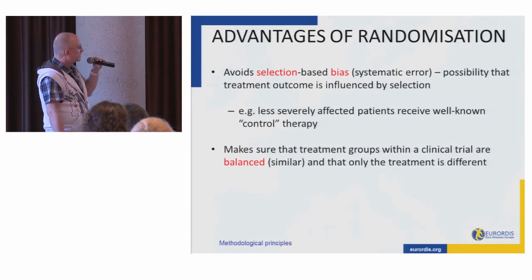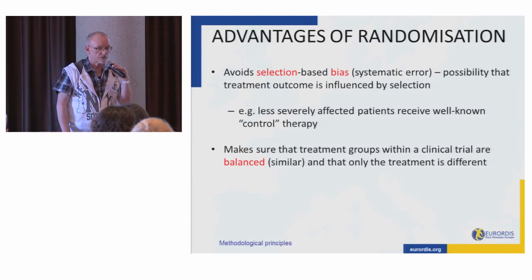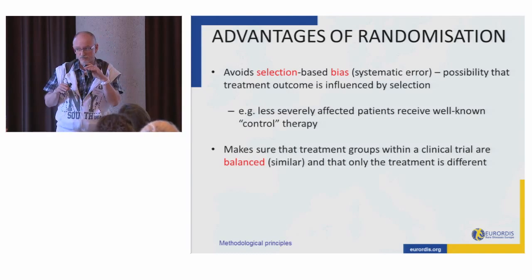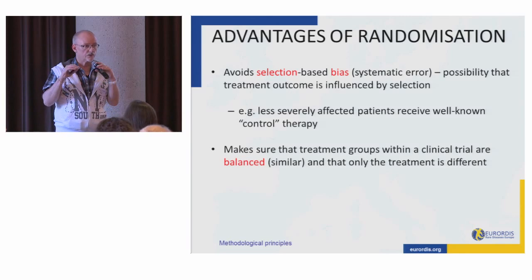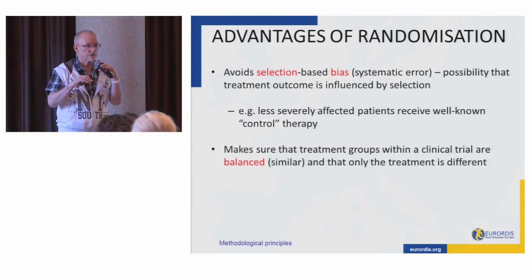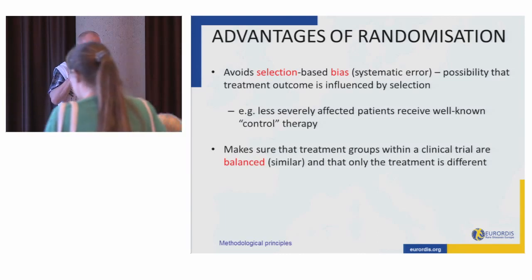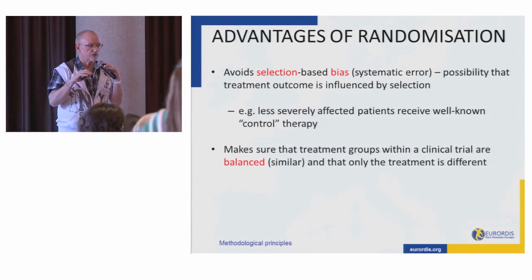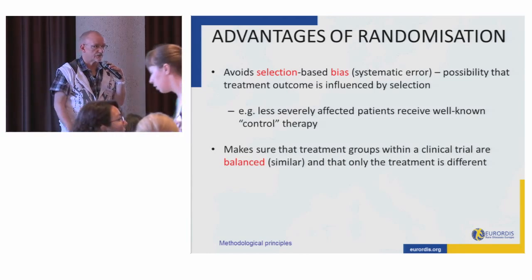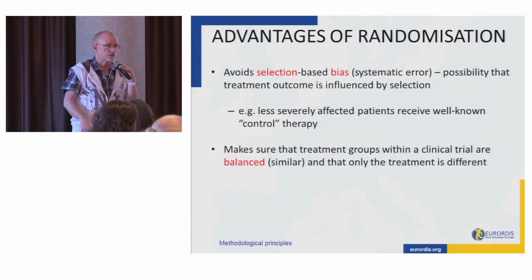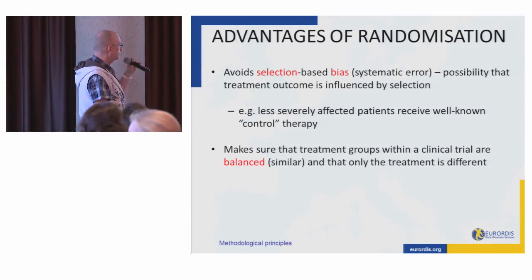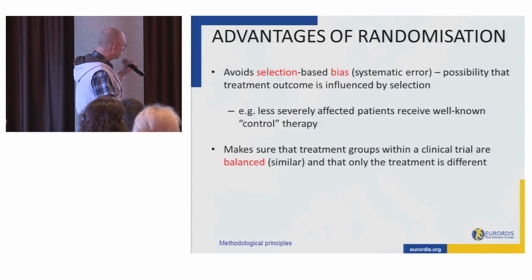The process also makes sure that the treatment groups within a clinical trial are balanced. In other words, they are similar and only the treatment is different in the group. That is really the core of the matter. Only the treatment is supposed to be different. If you have group A receiving a new investigational treatment and group B receiving placebo, you want to make sure through randomization that only the treatment is different. The population in the two groups is the same or has similar characteristics.